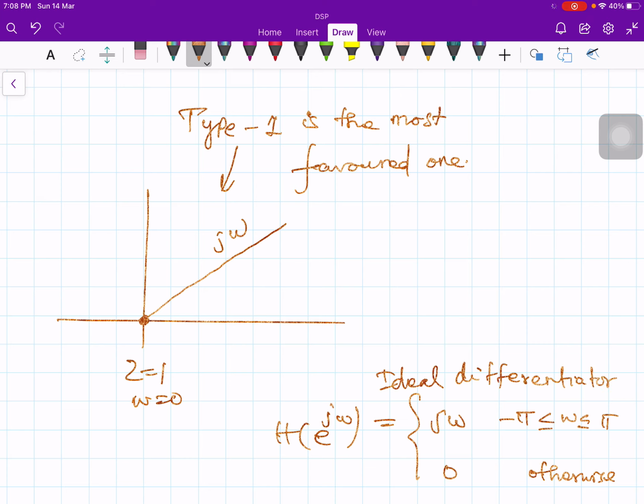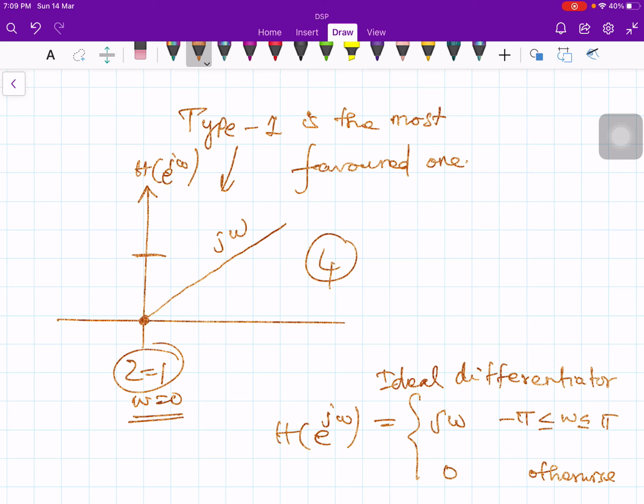So if you want to realize an ideal differentiator, then type 1 cannot be used. Why? Type 1 has non-zero response at omega equal to 0. Therefore type 1 is not useful for realizing a differentiator. In a digital differentiator we need magnitude of 0 at omega equal to 0. So in this case what type would be suitable? At omega equal to 0, that is z equal to 1, h of e to the j omega must be 0. Okay, so type 4 would be a suitable choice.